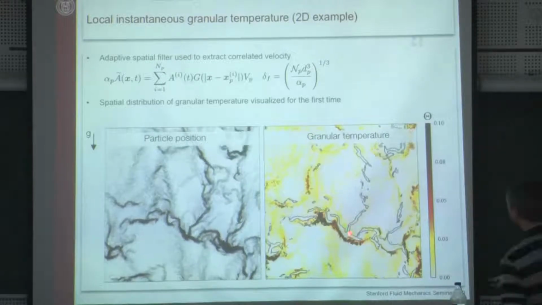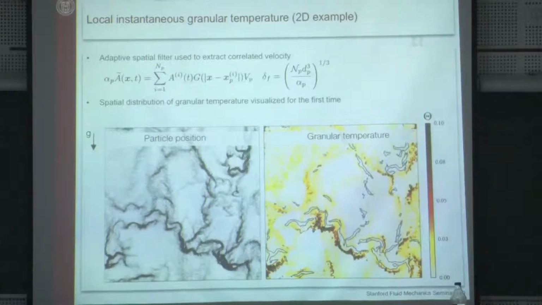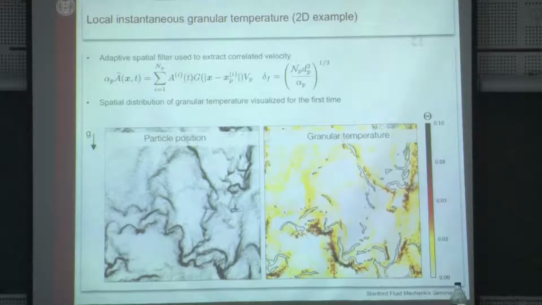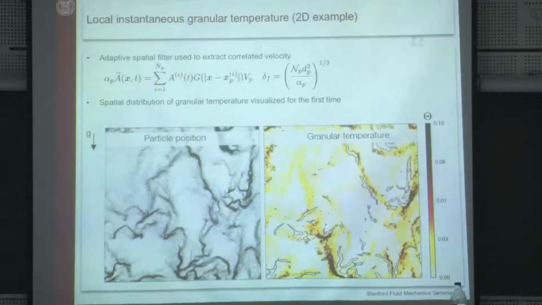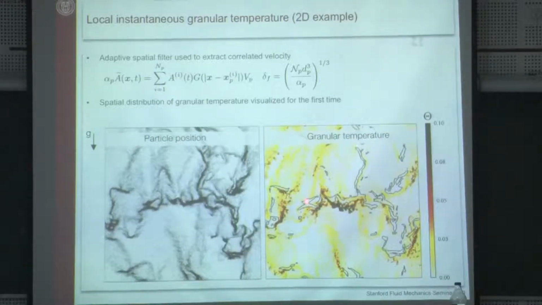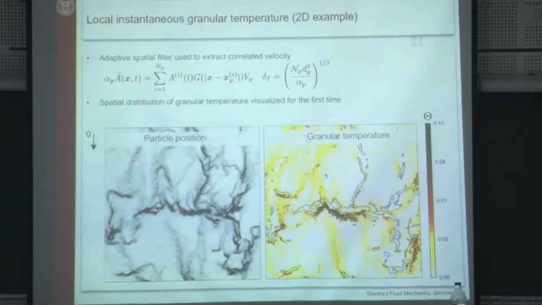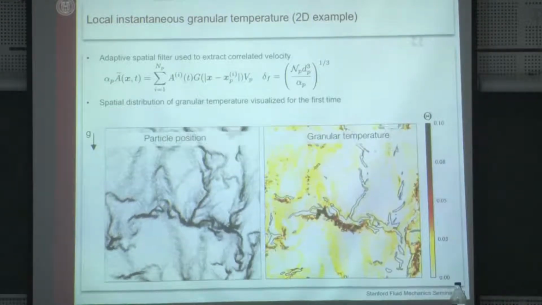You can see here an isosurface. The black line is an isosurface of high volume fraction. So inside there, you have clusters. Outside, very few particles. What are we seeing?